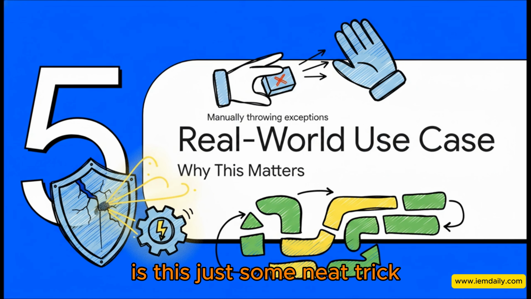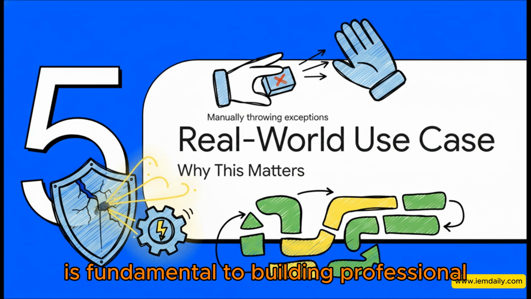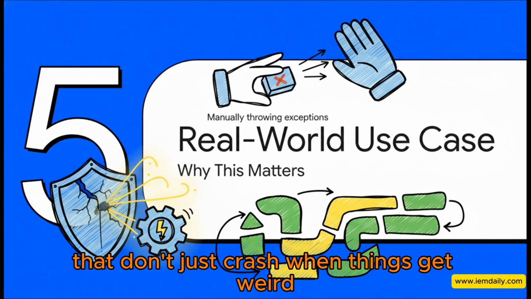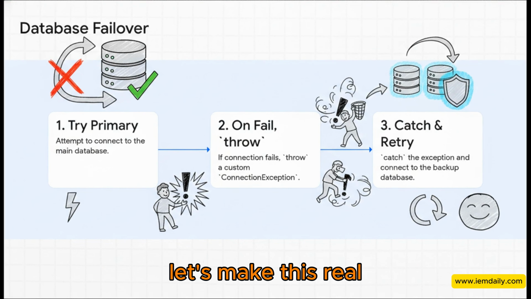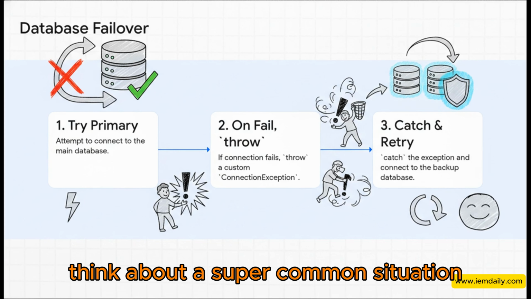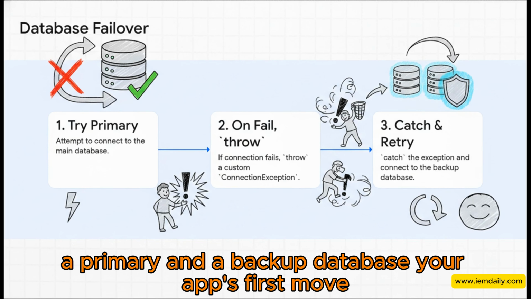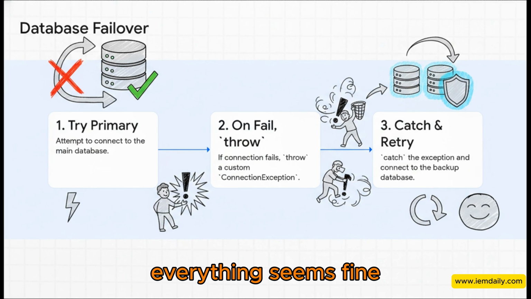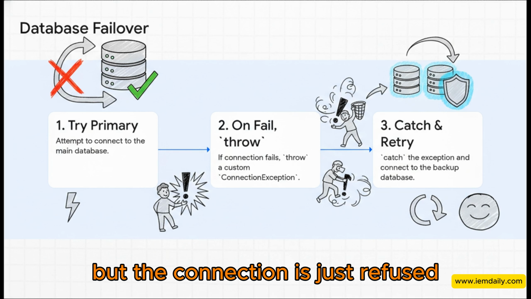Is this just some neat trick? Absolutely not. Manually throwing exceptions is fundamental to building professional, robust applications that don't just crash when things get weird. Let's make this real. Think about a super common situation, a primary and a backup database. Your app's first move, it tries to connect to the main one. Now, let's say it can't. The server is up, everything seems fine, but the connection is just refused.